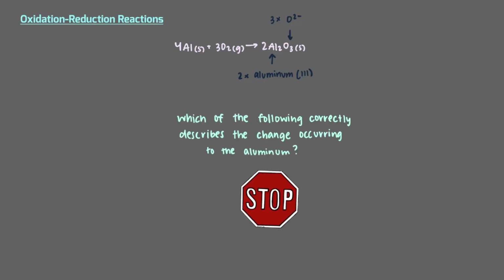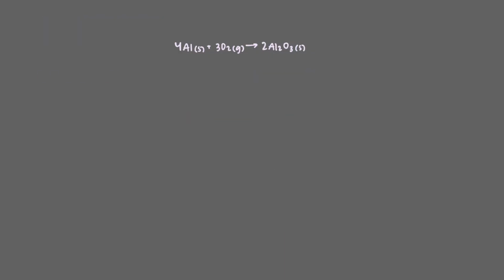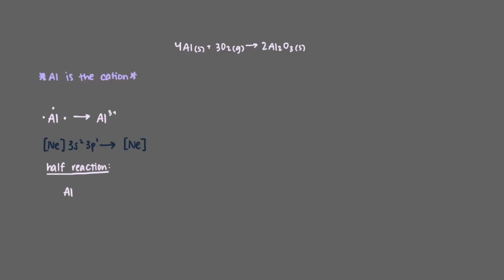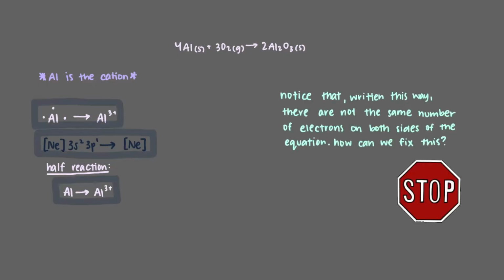Which of the following correctly describes the change occurring to the aluminum? Because aluminum is the cation in an ionic compound, it loses electrons. Aluminum has 3 valence electrons and it will lose all of them to become a cation. Its resulting charge is +3. We can describe this process by writing what we refer to as a half reaction. Aluminum yields aluminum 3+.